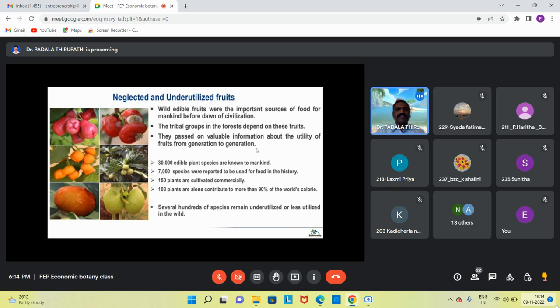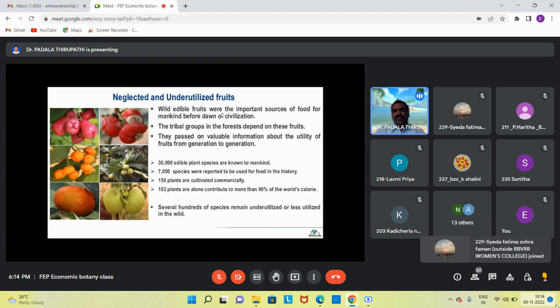Okay, my dear friends, I hope this slide is visible. Neglected and underutilized fruits. In this slide, you observe different fruits. Am I right? See here, these different fruits are not consumed in our daily life. Am I right or not? Why? Because they grow in the wild.